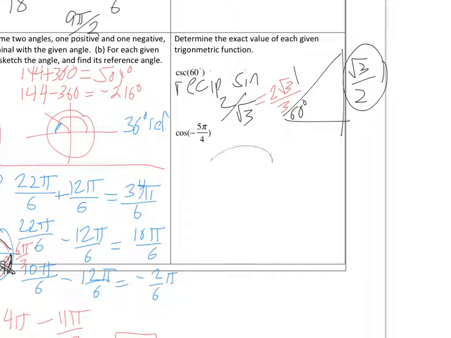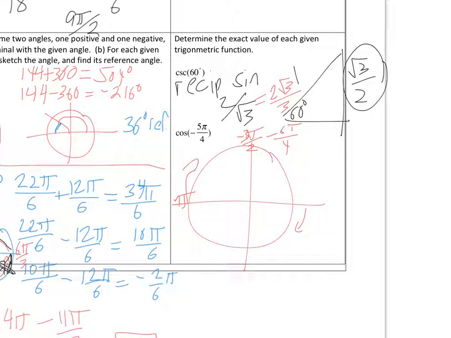For negative 5 pi over 4, well, first I got to figure out where that is. Negative 5 pi over 4, I know I'm going backwards. I know that this would be negative pi, and negative 5 pi over 4 is a more negative version, so we're going to keep going past this. This would be negative 3 pi over 2, which is the same as negative 6 pi over 4. So I'm not quite going that negative. We're looking at this quadrant.